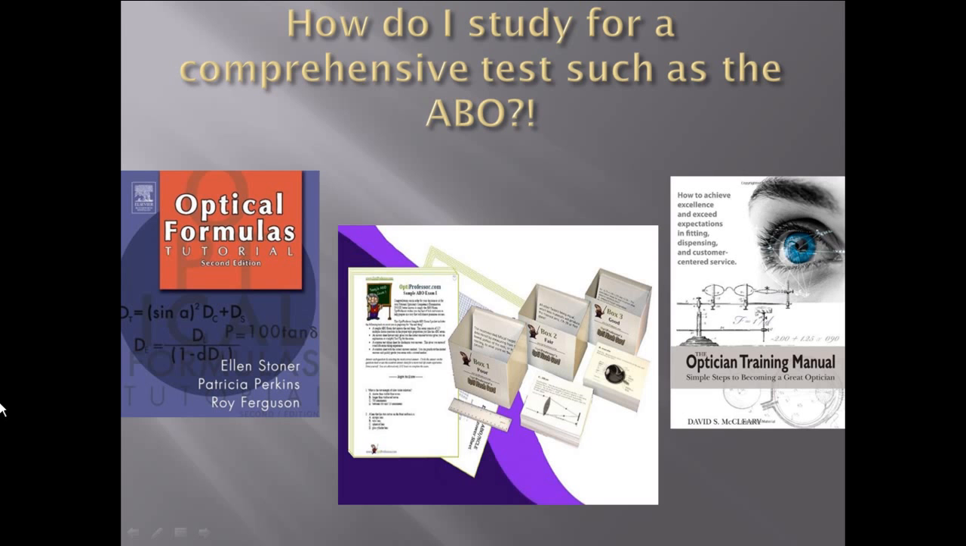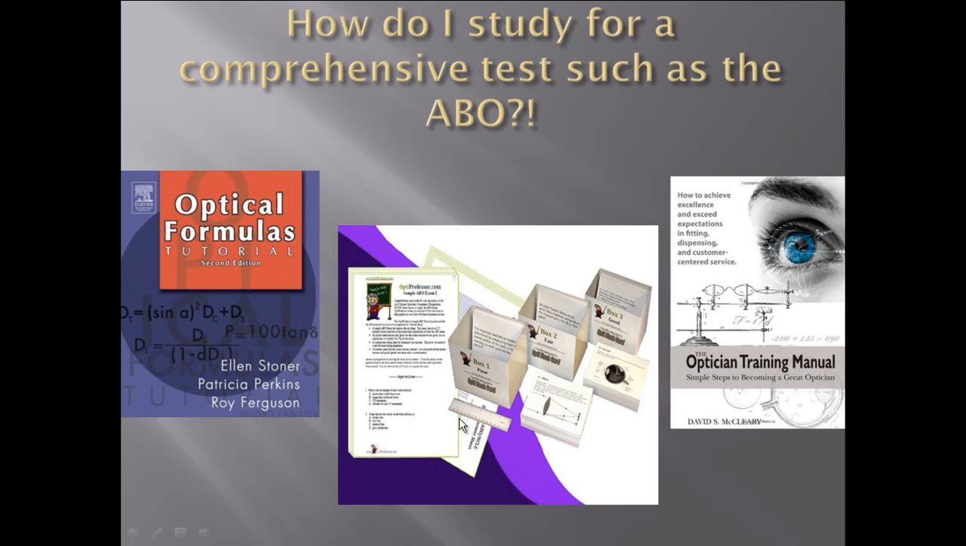Here we have a book on the optical formulas tutorial. This is a great book that has a lot of problems that are really geared towards understanding the mathematical portion. Just lots of problems for practice, and they also give you many samples. So for those of us who are afraid of doing the math portion, this is actually a really excellent book because it helps us to understand all the formulas that are involved in optician and optometry work.